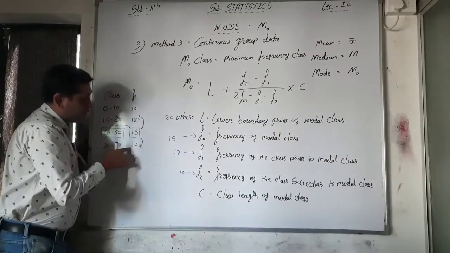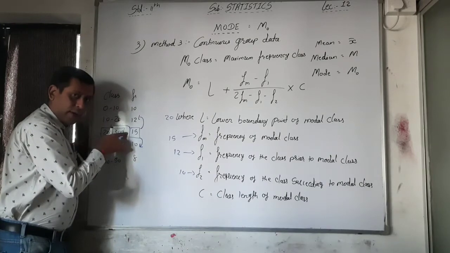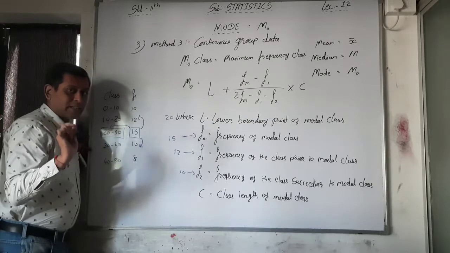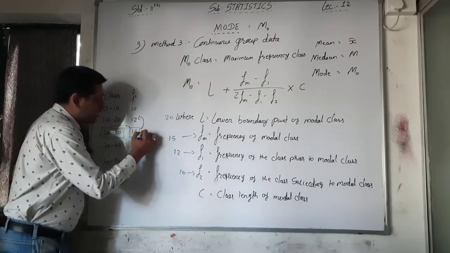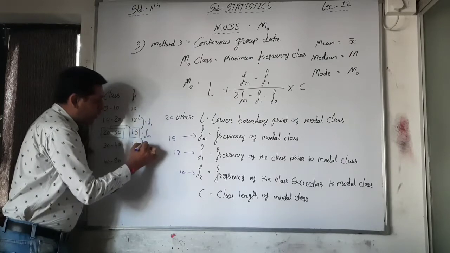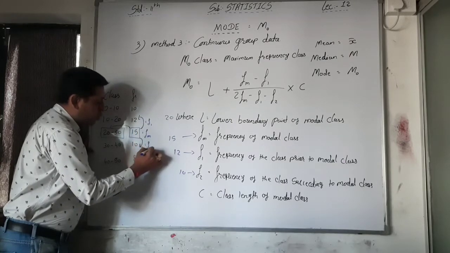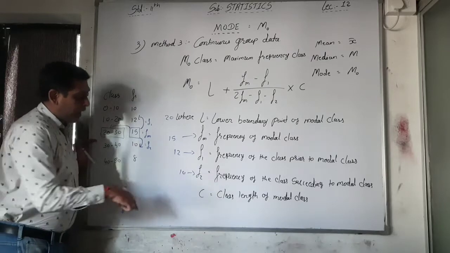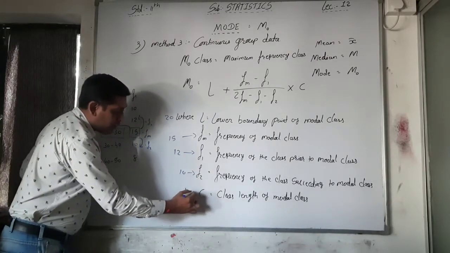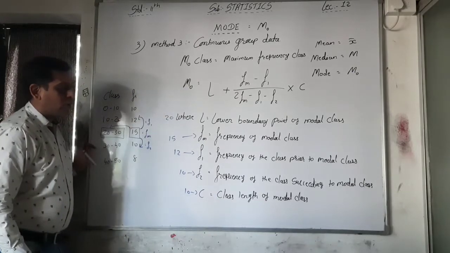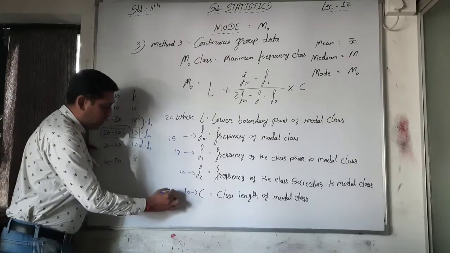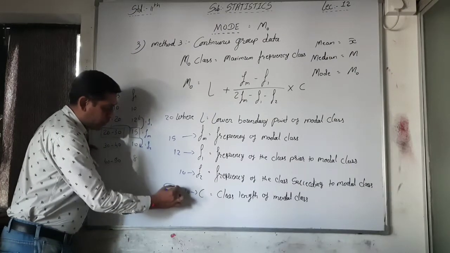This one is F1, this one is F2, and this one is FM. Always in continuous group data, the maximum frequency is equal to FM, the previous class is equal to F1, and the next class is equal to F2, right? And the class length is 20 to 30, that's why 10 again. The class length of the model class is 10 because 20 to 30 is the data.